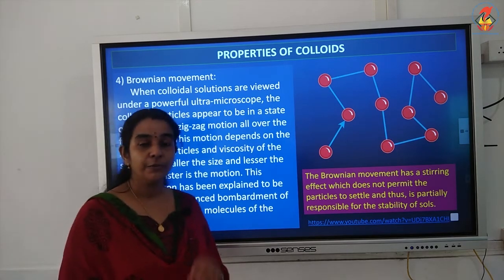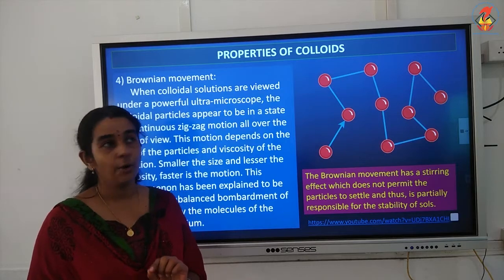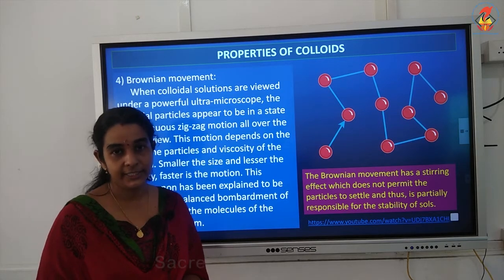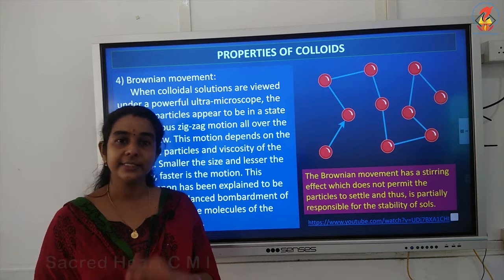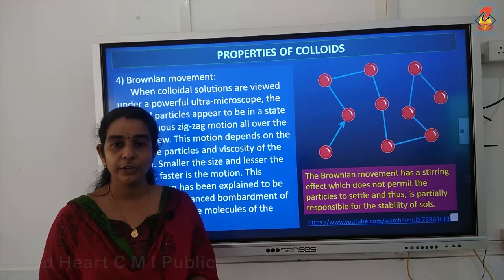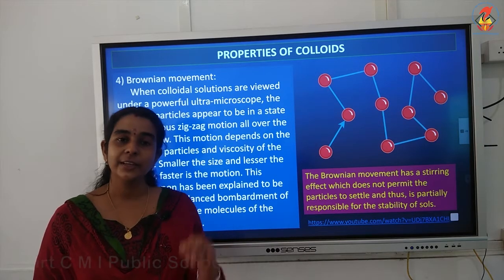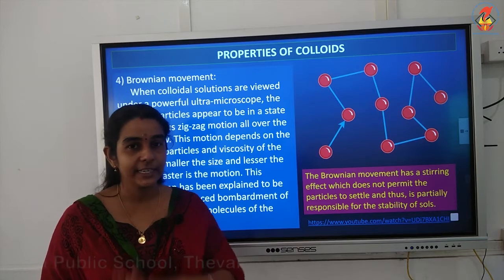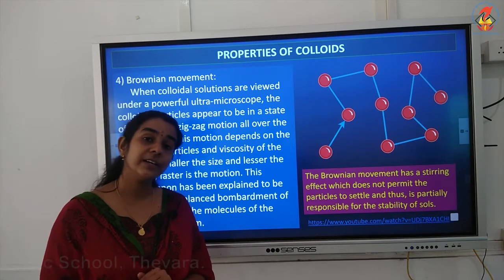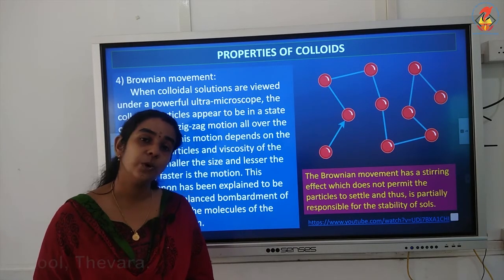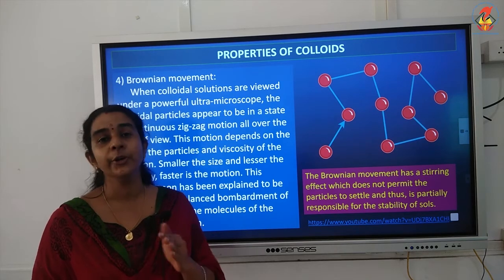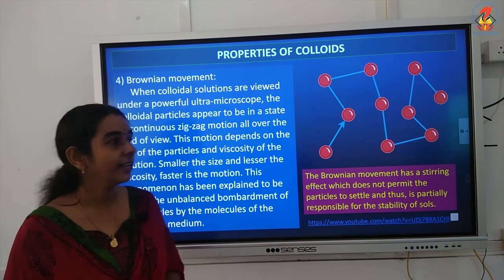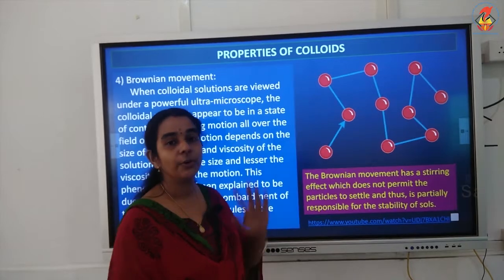One of the main consequences of this Brownian movement is, just take the example of sand in water. It is a suspension. If you keep the sand in water mixture, very easily the sand particles will settle at the bottom. But if we are continuously stirring the mixture, what will happen? Will the sand particles be settling at the bottom? No. Such a stirring effect is there in colloids.